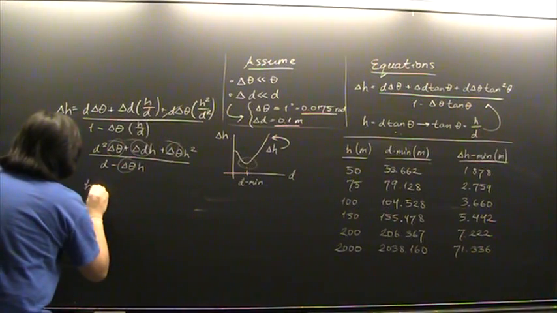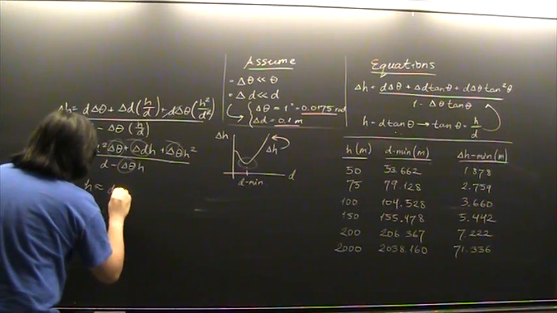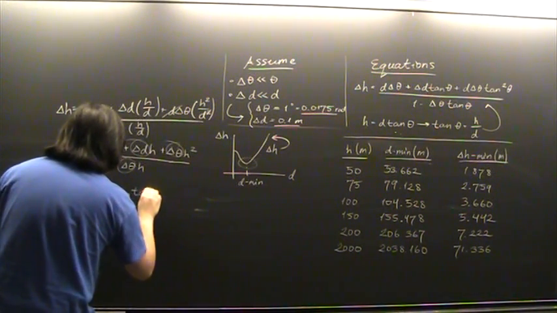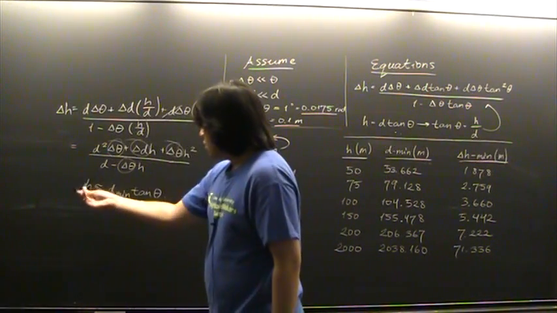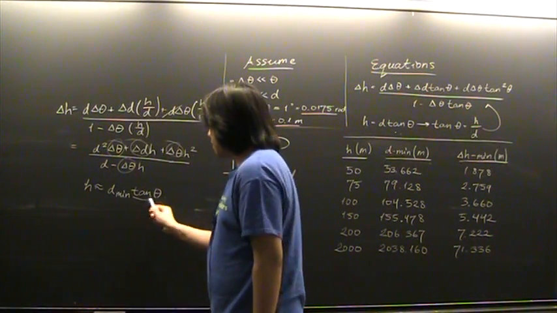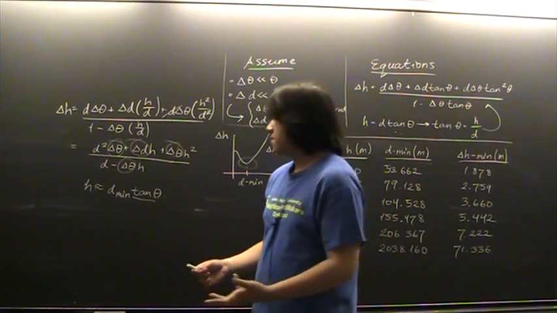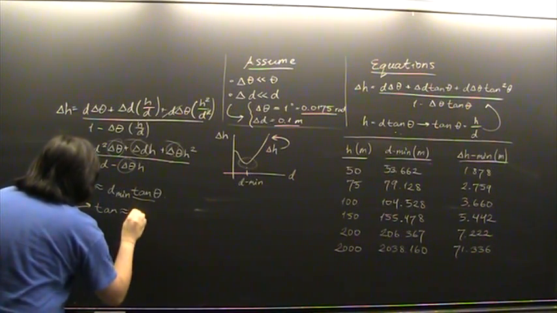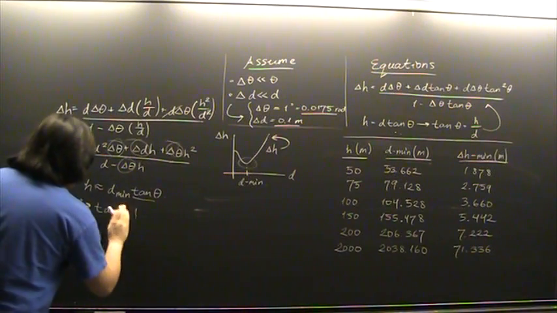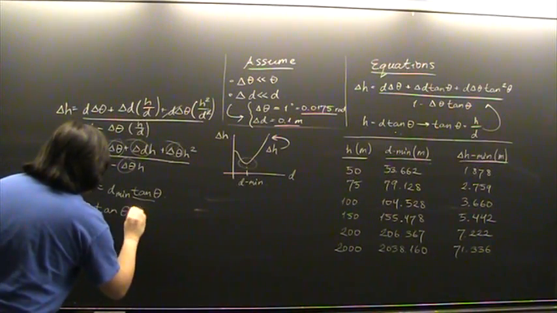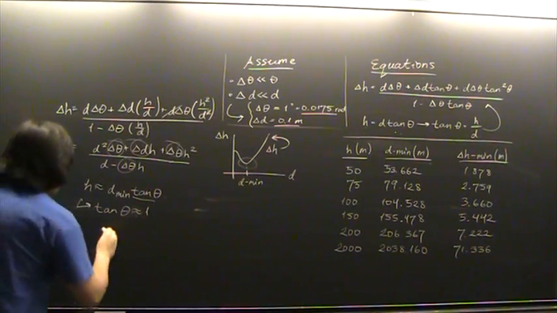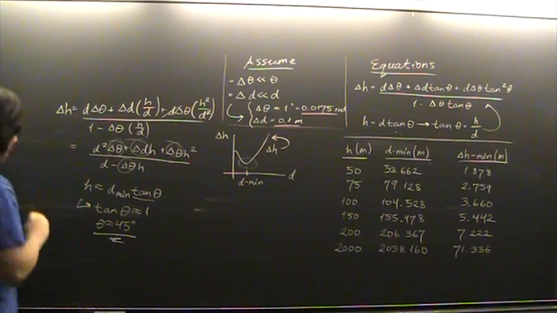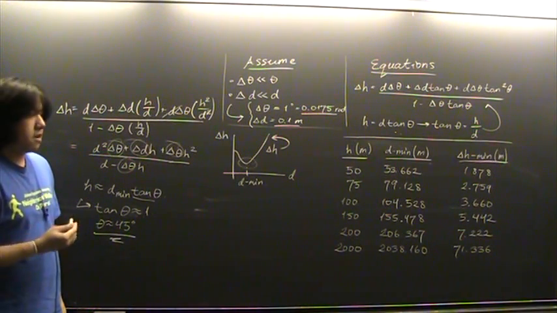So we can say that h is going to be approximately equal to d minimum, d min standing for d minimum, times tangent of theta. Well, for this to be true, that means tangent of theta must be kind of equal to 1, right? So this means that tangent of theta is approximately equal to 1, or that theta is going to be approximately equal to 45 degrees. And that there is kind of our answer.